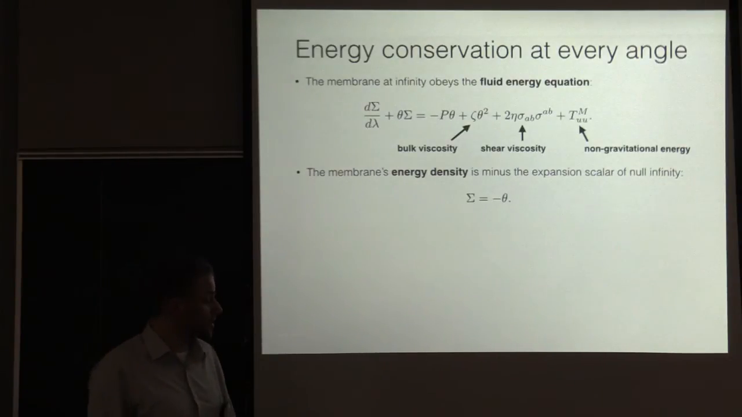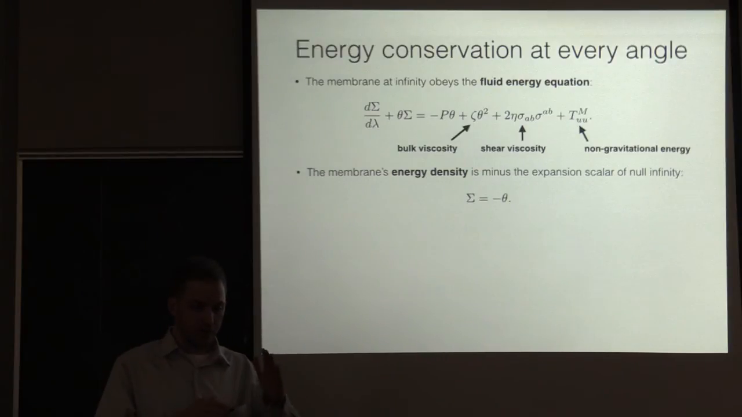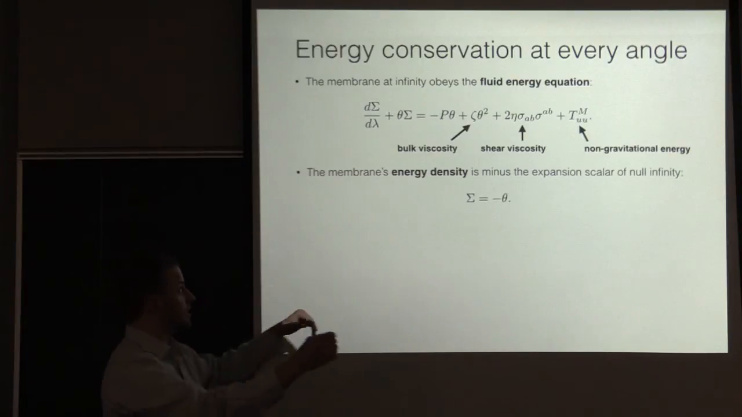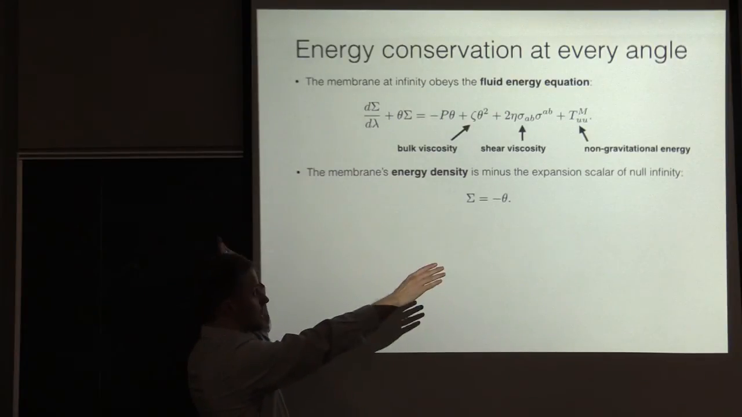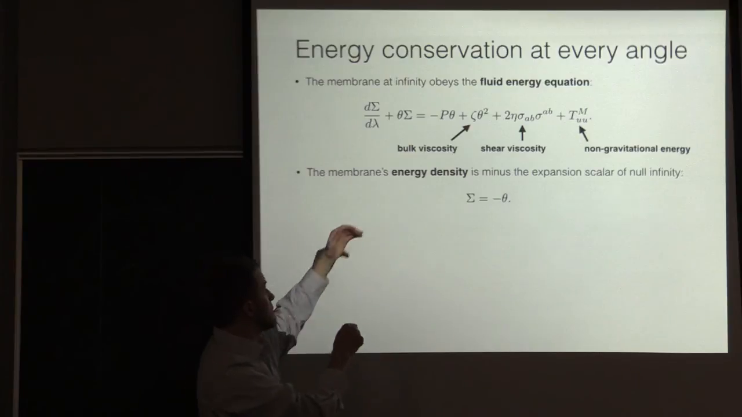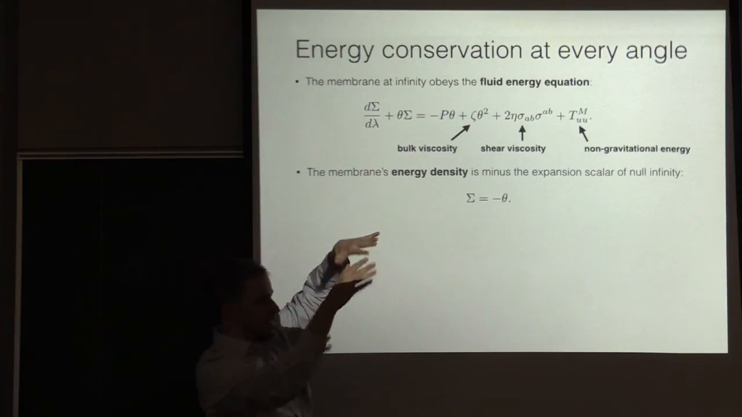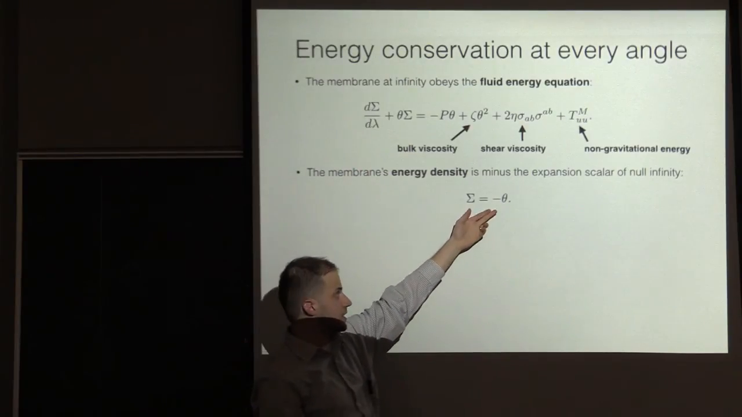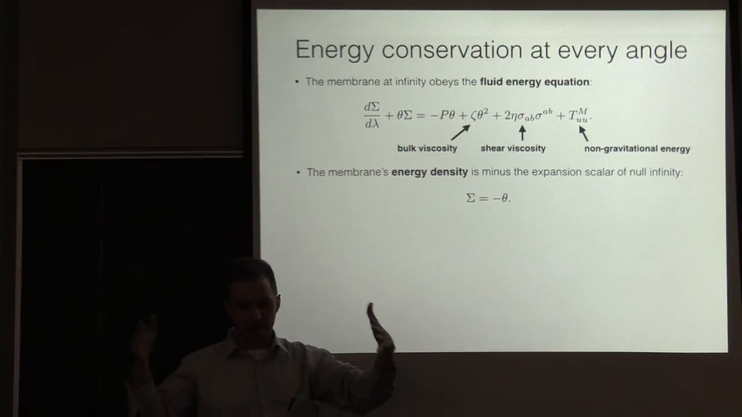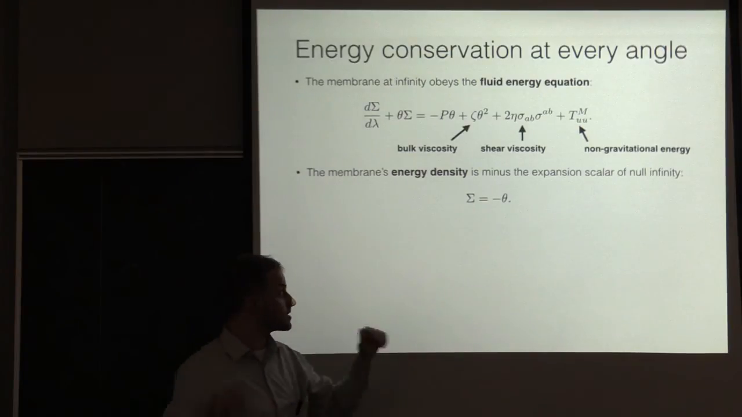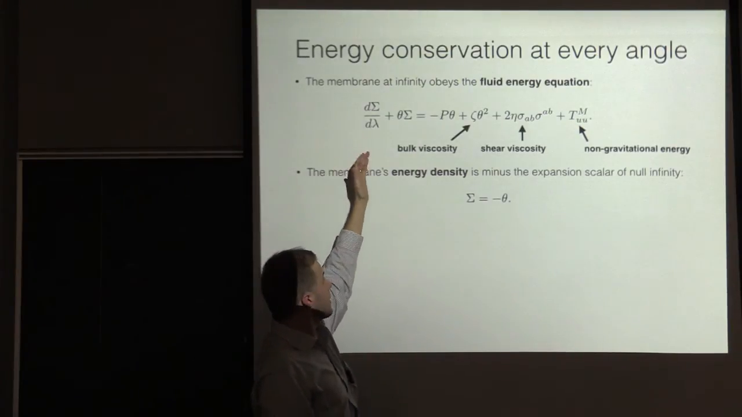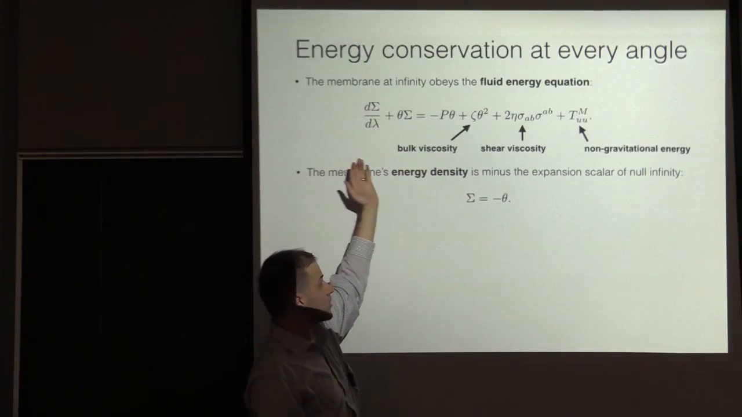So I mentioned earlier on that you can extend the old membrane paradigm to a membrane at infinity. So you have this fluid membrane in description of future null infinity. In particular, that fluid at infinity living on null infinity obeys just an ordinary fluid energy equation. So if sigma is the energy density of that fluid, which it turns out is related to the expansion scalar of the null generators of null infinity, the way that energy density evolves is given by an ordinary fluid equation.